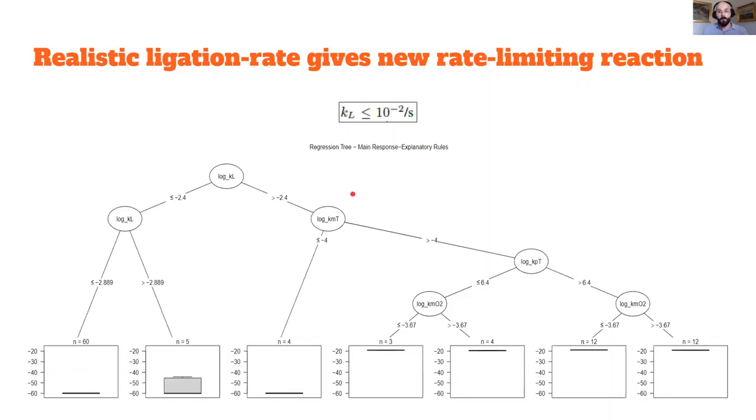And here we found that instead of the dehybridization being the inhibitory effect in this system, we now see that the main explanatory rule is the ligation rate. So this was really interesting, and it's also something that Steen Rasmussen and others have found manually before. So it was a confirmation of this optimization loop.